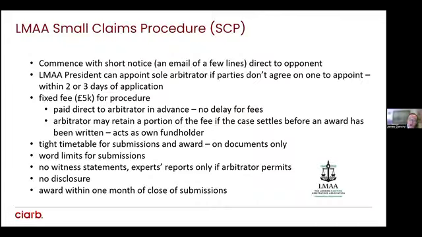Now, there are off-ramps. There can be exceptional cases. The arbitrator can decide that the case is, in the words of the SCP, because of its nature or weight, that it should come outside of the small claims procedure. Extremely rare for that to happen, but it can happen. And the arbitrator can depart from the procedure in exceptional cases. But generally, this is a procedure that works well.